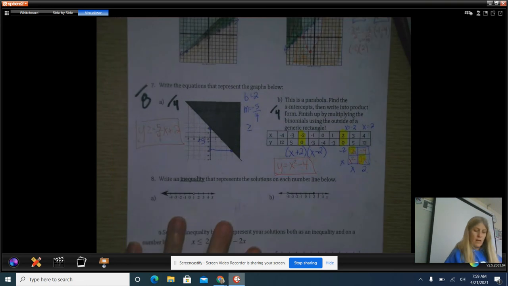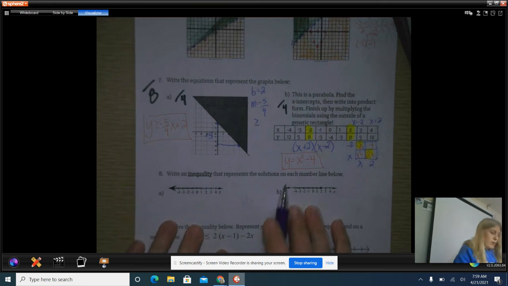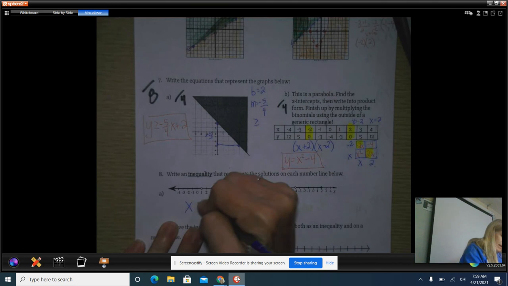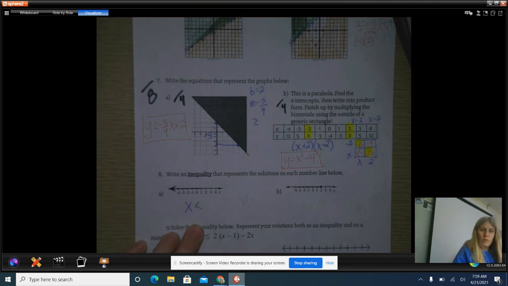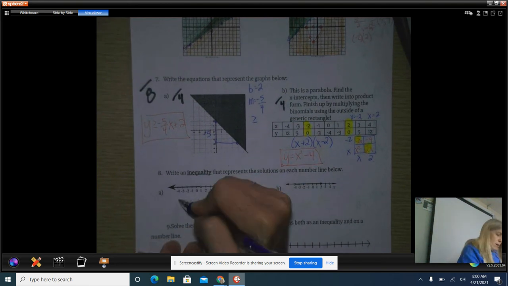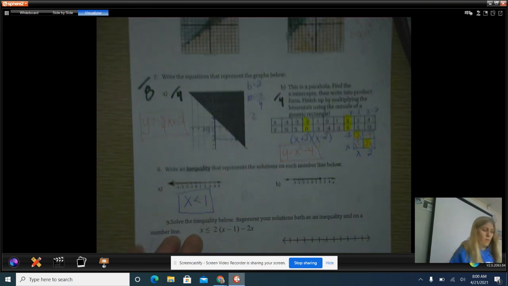Okay, number 8 here, and once again, we've had lots of warm-ups with this. We're writing the inequality. So we have our x, and it's going to the left, so that's less than. It's an open circle, so we keep it as a less than, and then we write our boundary point there, which is 1. Okay, so this is worth 2 points, 1 for the correct sign, and 1 point for the correct boundary point.